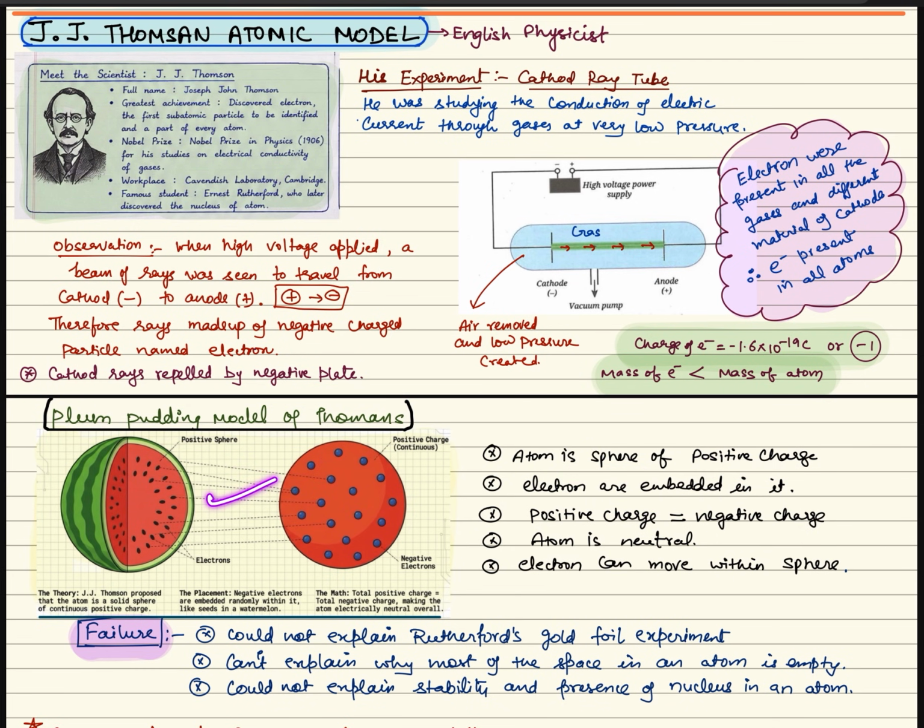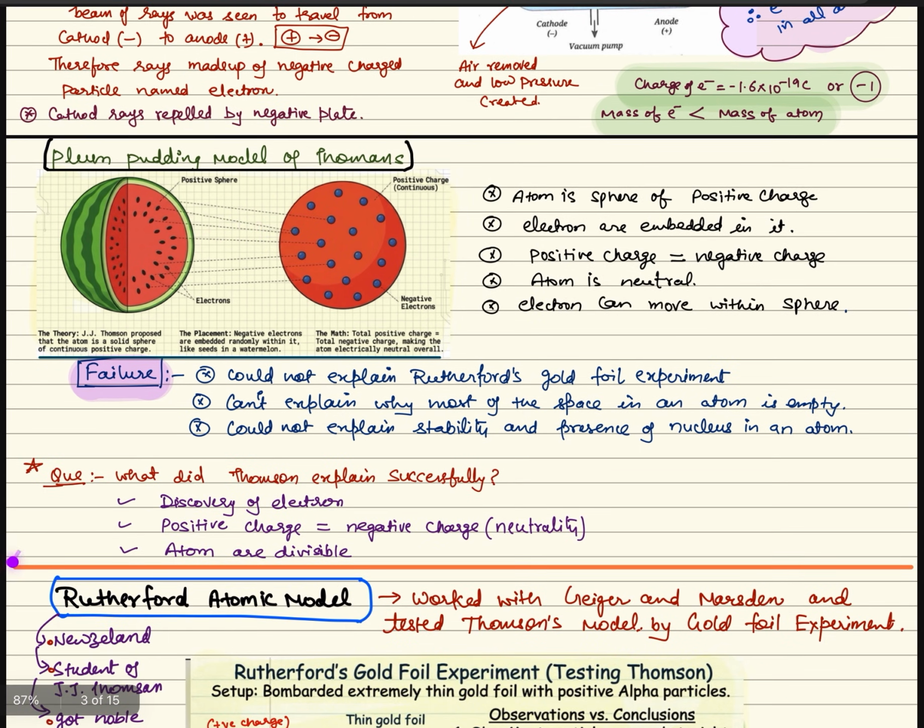So that was the J.J. Thomson model. Okay, and he found the electron. Why did it fail? Because it could not explain the Rutherford gold foil experiment, that we are going to study after this. He was not able to explain the Rutherford gold foil experiment.